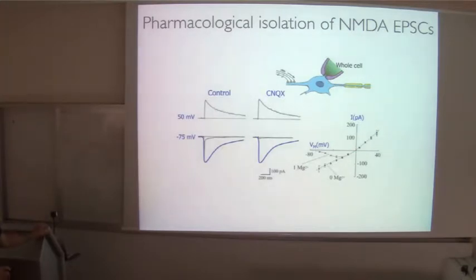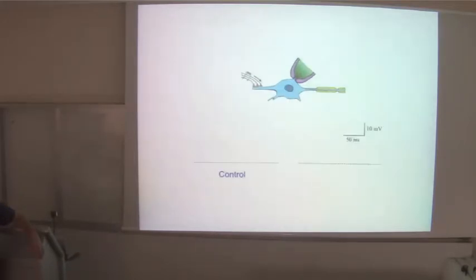Now I told you that one of the reasons that at -80 you don't get any NMDA current is because of the magnesium block. So what happens if we don't have any magnesium in the medium? If we don't have any magnesium in the medium, there's nothing to block the NMDA current, and this is what you see here. So it's like a linearized version of the NMDA voltage-current relationship. So this is zero magnesium.